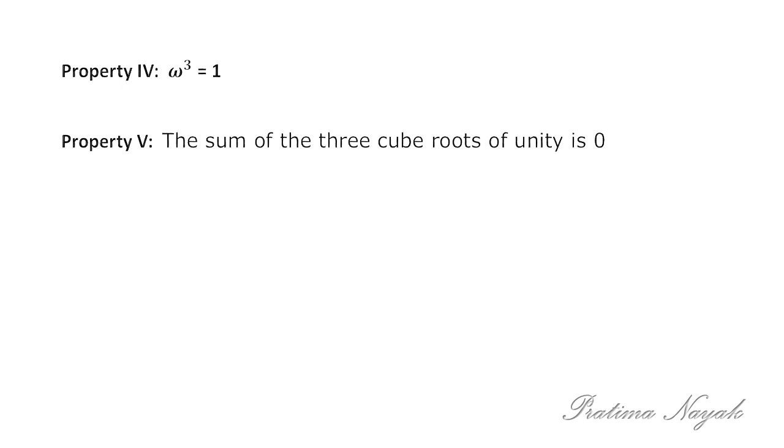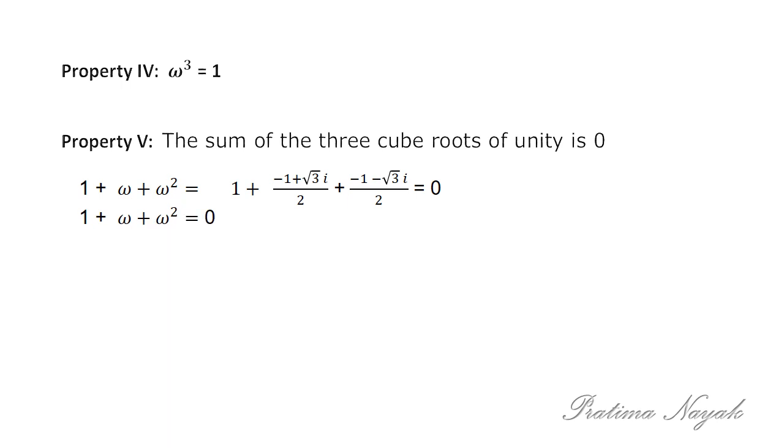Now property 5: the sum of the 3 cube roots of unity is equal to 0. If we take the sum 1 plus minus 1 plus root 3i over 2 plus minus 1 minus root 3i over 2, it is equal to 0. So 1 plus omega plus omega square is equal to 0.